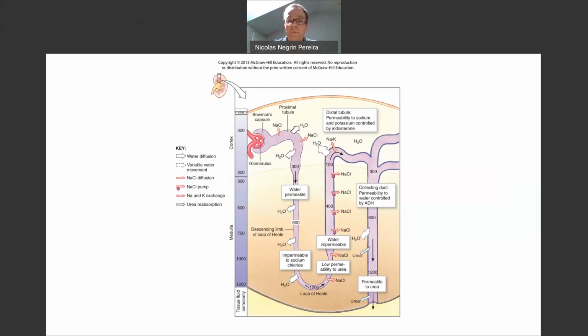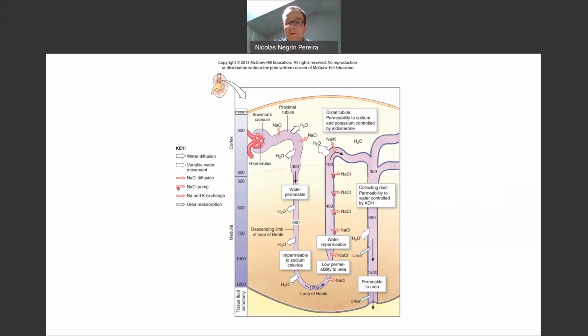And then we get into the distal tubule, which is permeable to sodium and potassium, controlled by aldosterone, a hormone which regulates that absorption, and by doing that regulates the osmotic pressure of the fluid and also inside the organism.